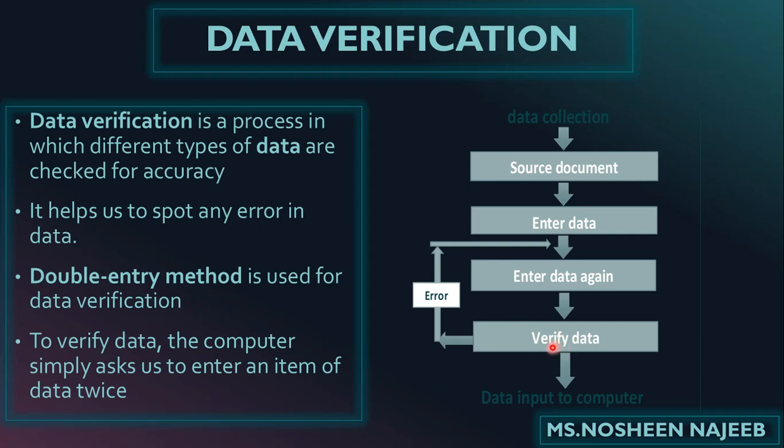So if there is any mistake or error in it, we have to enter the data again. But if after verification no error is found, the data is input to the computer, right? So this is the simplest way of verification of data. You have to enter the data twice.